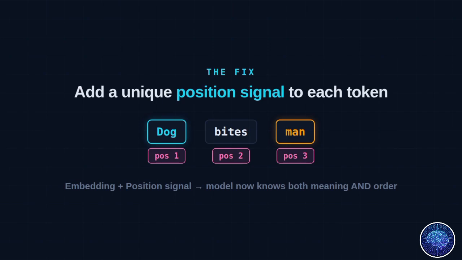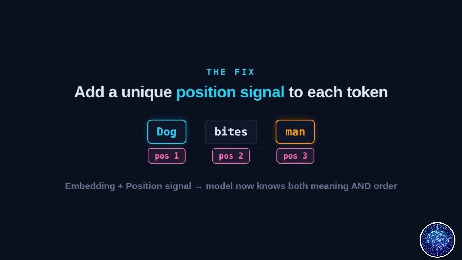We add a unique positional signal to each token's embedding. So "dog" doesn't just carry its meaning vector, it also knows it's at position 1. "Bites" knows it's at position 2. "Man" knows it's at position 3. Now, the model has both meaning and order.